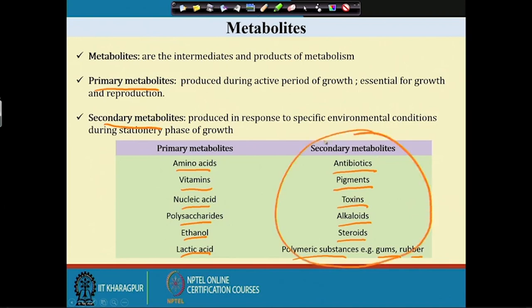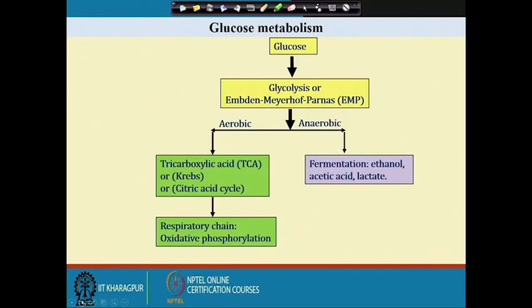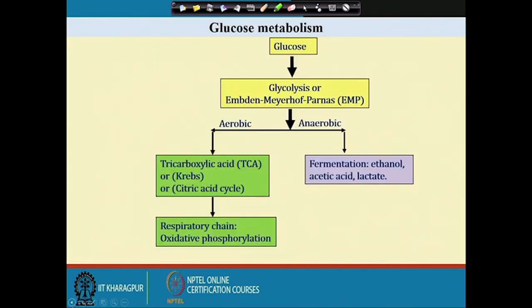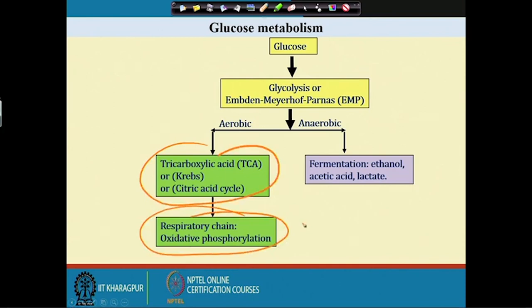This all usually forms during the stationary phase, and as I told you, that stationary phase we consider as a starvation phase. Now, common glucose metabolism is like this: glucose passes through the EMP pathway and produces pyruvic acid. Both the aerobes and anaerobes follow this pathway. Through the aerobes it passes through the TCA cycle, Krebs or citric acid cycle, the meaning is more or less the same, and then it passes through the respiratory chain or oxidative phosphorylation.